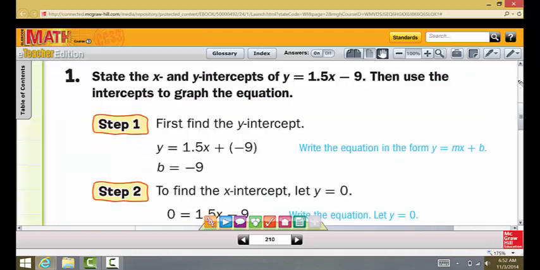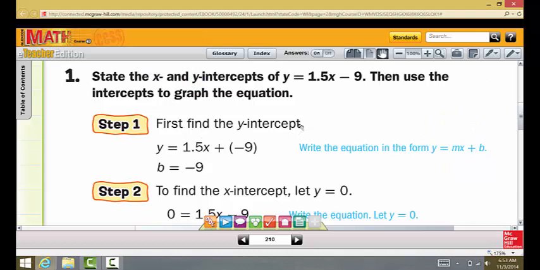Okay, example number 1. We're going to state the x and the y-intercepts of y equals 1.5x minus 9. Then use the intercepts to graph that equation. So in other words, we're going to find our x-intercept and our y-intercept, and then we can draw the line, wherever those intercepts might end up being. So let's take a look at this.